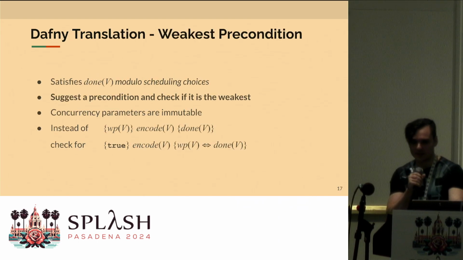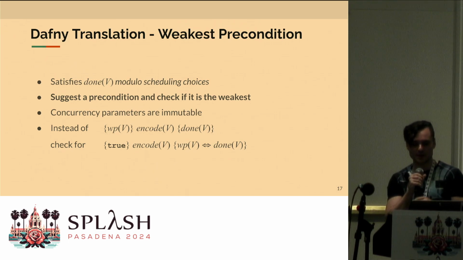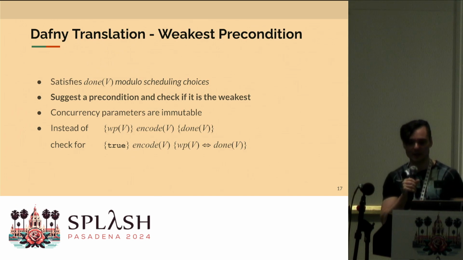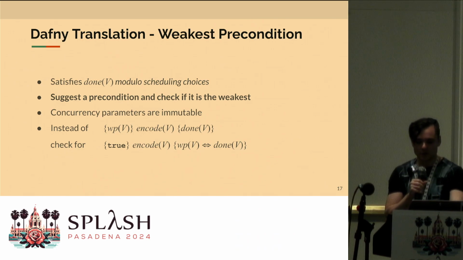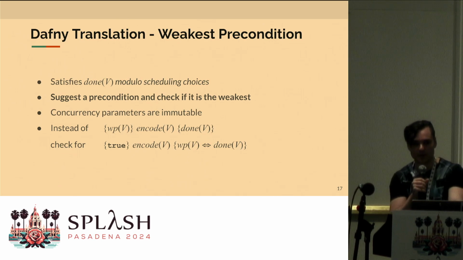So ideally, this precondition we find is supposed to be the weakest one, but because there is no general approach to finding the weakest precondition, we can do the next best thing, which is suggest a precondition and then check if it is the weakest. We can do this by exploiting the fact that concurrency parameters in Virgo programs are immutable.